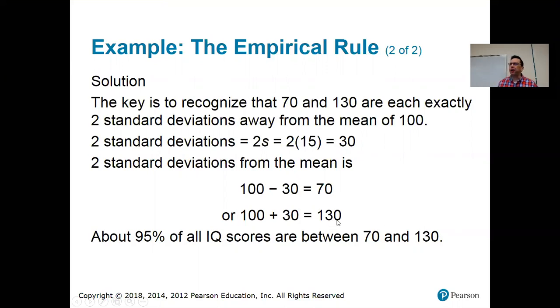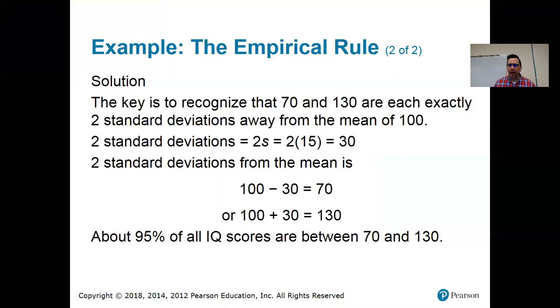In any empirical rule problem, they will give you numbers that are a nice round number of standard deviations above or below. It will be something like 1, 2 or 3.